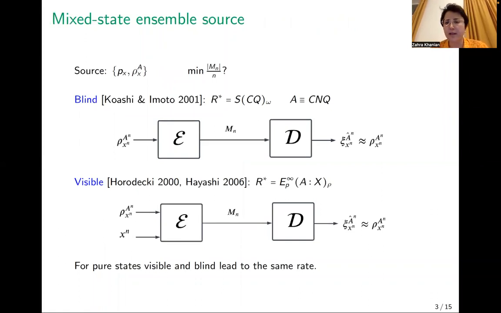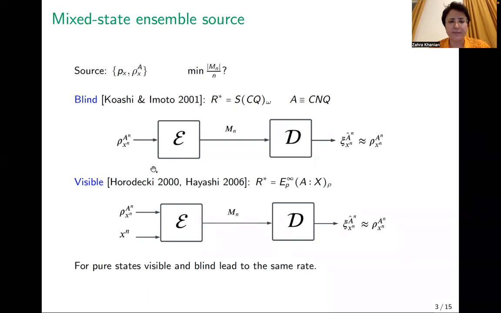Then the notion of a quantum source was later generalized to an ensemble of mixed states. Suppose that there is an ensemble of mixed states, and the indices of the states from this ensemble are not known to the encoder. This is called the blind version, as opposed to the case when the encoder knows the identity of the signals from the ensemble, which is called the visible version. The blind version was studied by Koashi and Imoto, and it has been shown that the optimal compression rate is equal to the von Neumann entropy of some subsystems of system A, which is called the Koashi-Imoto decomposition.